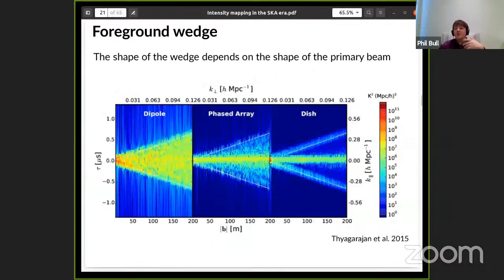And here's an example, again for some simulations, where you see what this wedge looks like. It depends on what your dish, what your primary beam looks like. And I won't go into the reasons for these different shapes, but you can see all this bright emission here means it's very difficult to see that faint 21 centimeter signal behind it.